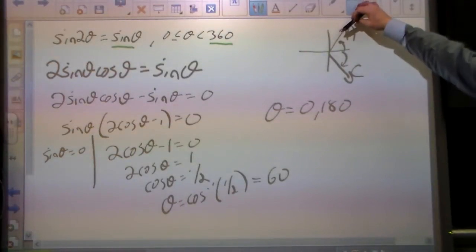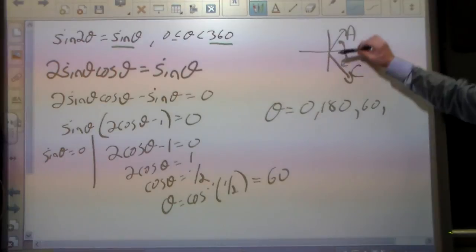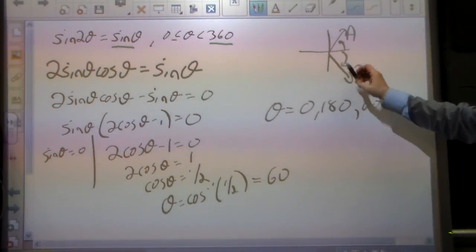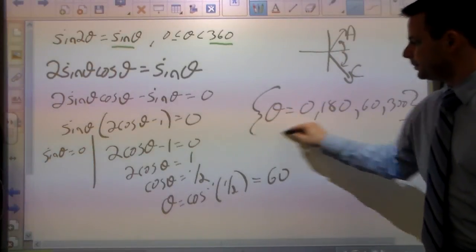So we're going to go up 60 and down 60. Well, up 60 is 60 degrees. Down 60, well, this is 360. 60 before it is 300. So there we go.